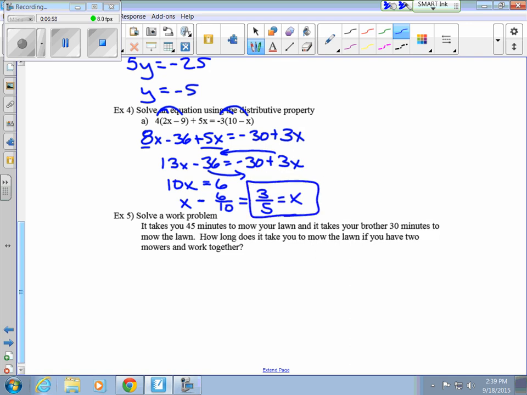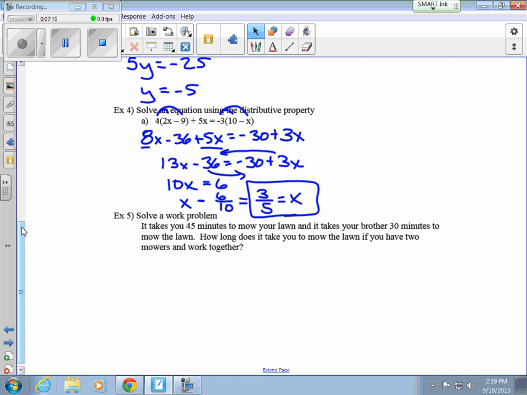And once again, you can always double check to see if you have your answer right by plugging it back in. Solving equations, you can be 100% sure that you got it right. If you substitute it back in and the left side equals the right side, you know you have the correct answer.